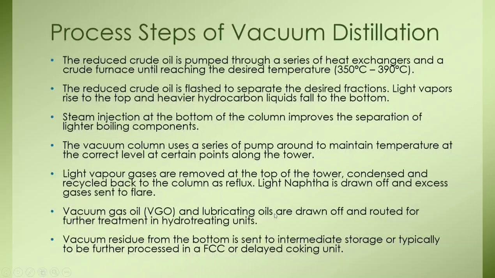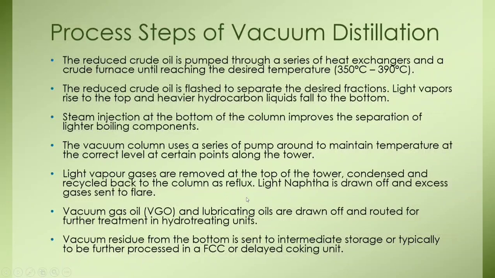The vacuum gas oil and the lubricating oils which are produced from vacuum distillation are drawn off and routed for further treatment in the hydrotreating units. And the vacuum residue which is obtained at the bottom of vacuum distillation is sent to intermediate distillers or to be further processed in a FCC or delayed coking unit.